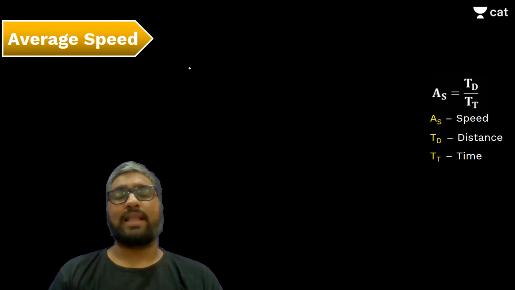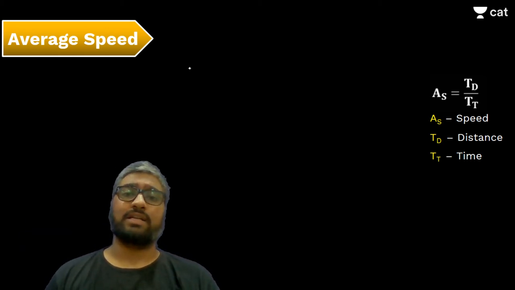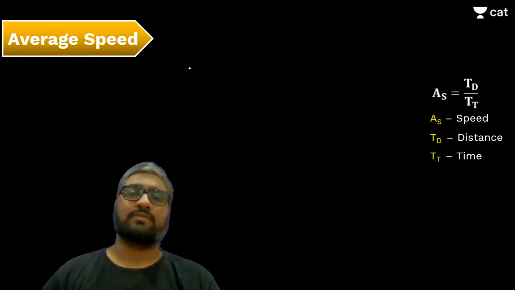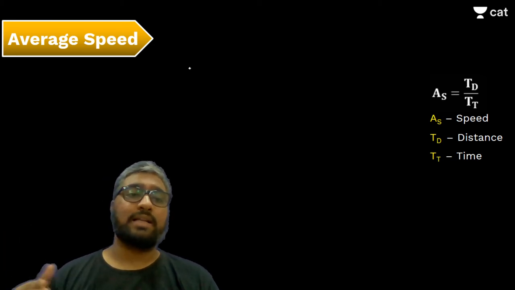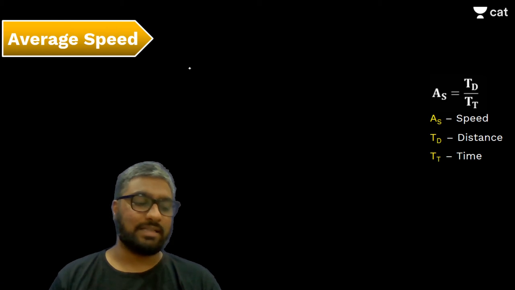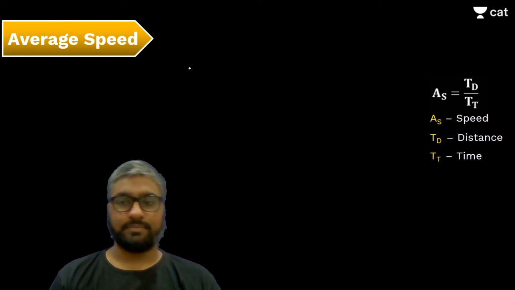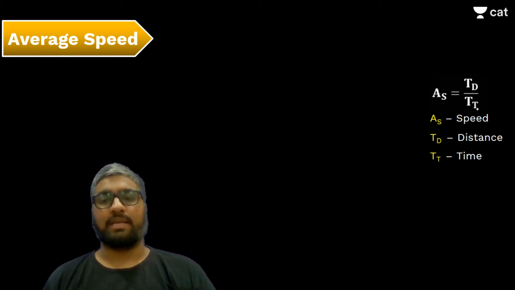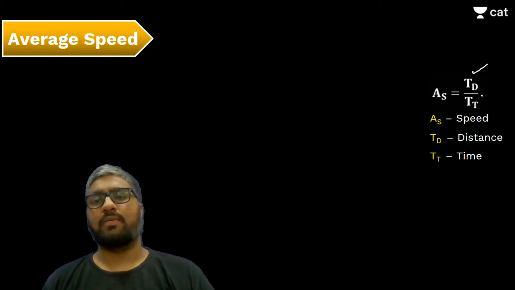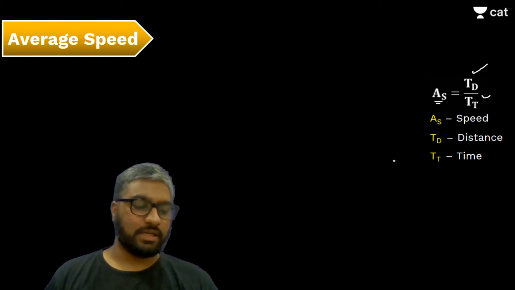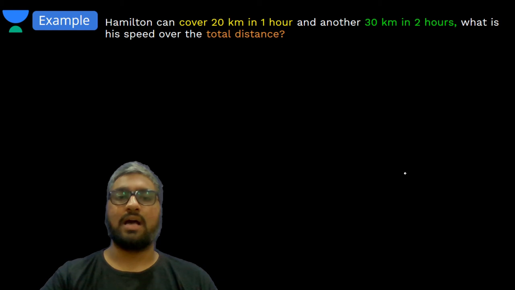So when a question says that a car travels at 60 kilometers per hour, what it actually means is there are momentary speeds, momentary velocities at different moments of the journey. But if I consider the total distance covered in the given total time, that is the average speed. So average speed is nothing but total distance covered over total time. If you've understood this, let's go ahead and answer an example.